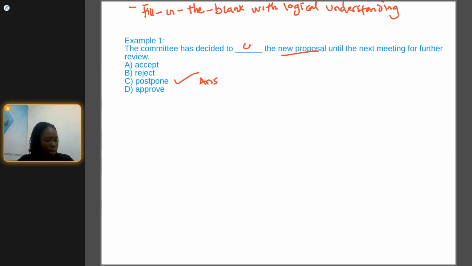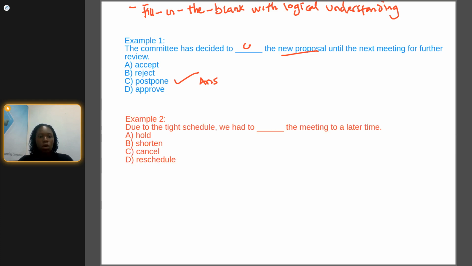All right. Let's look at the last example before we take any question. Example 2 says, due to the tight schedule, we had to dash the meeting to a later time. Let's have this on the board also. A last example for point 4. Due to the tight schedule, we had to dash the meeting to a later time.